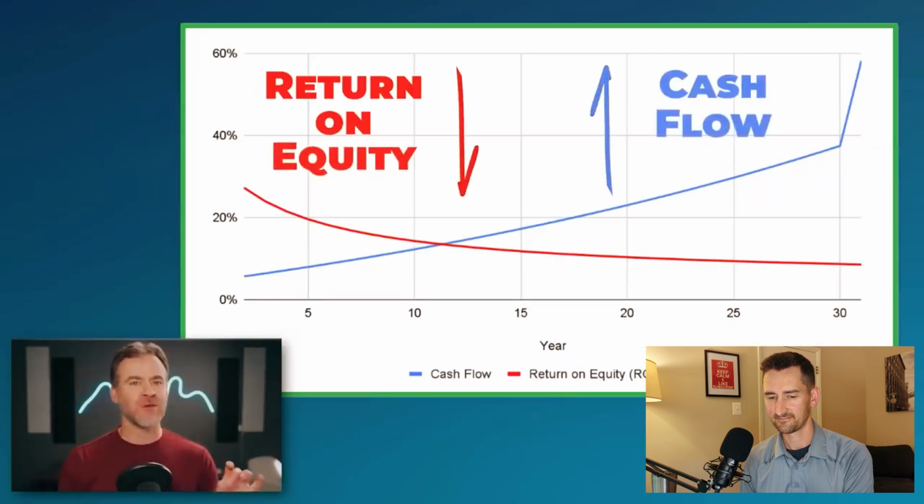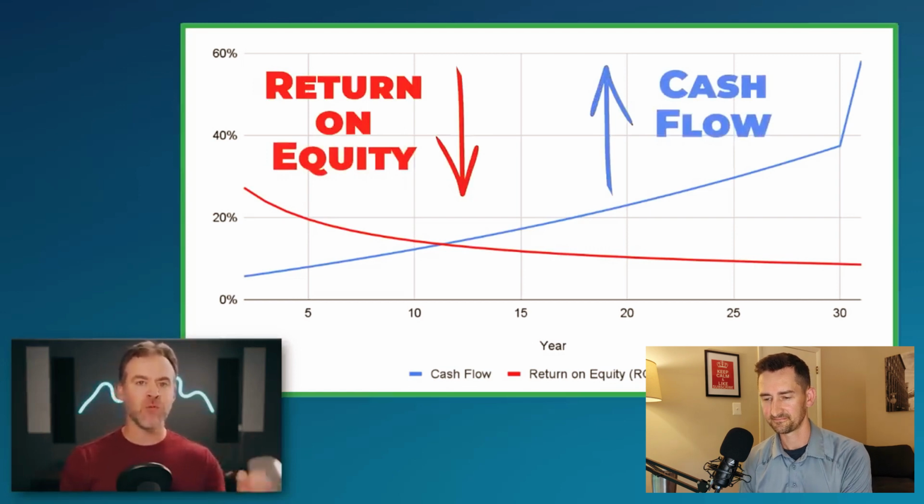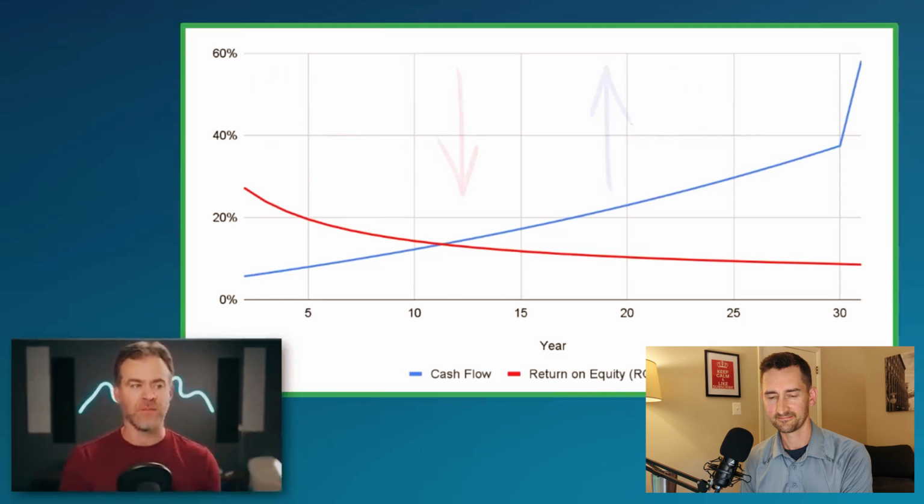So I'm going to flip back to the graph I just showed you previously, because this graph is the visual representation of the table. Again, that blue line is cash flow going up. That red line is return on equity going down. So the return on equity is going down. The growth rate of your property and your portfolio is slowing down as well.